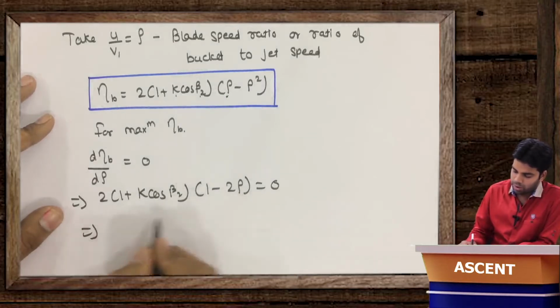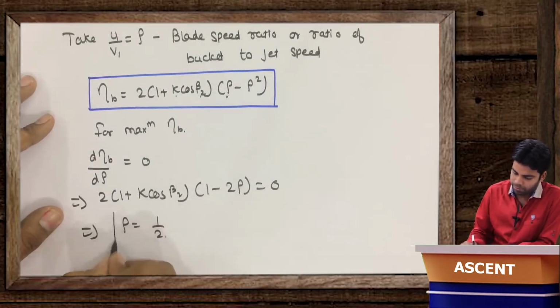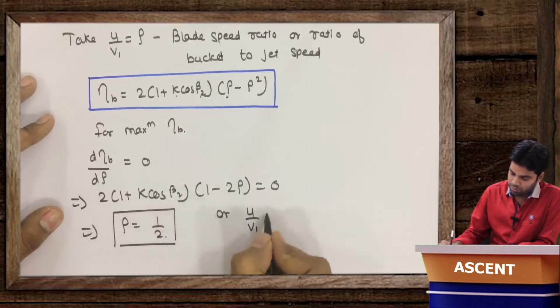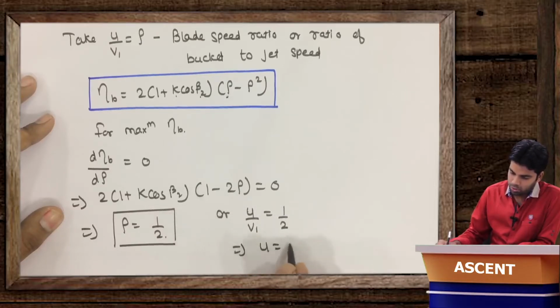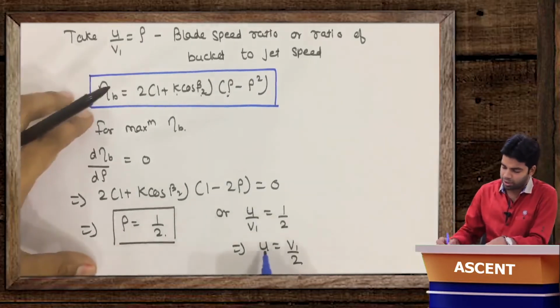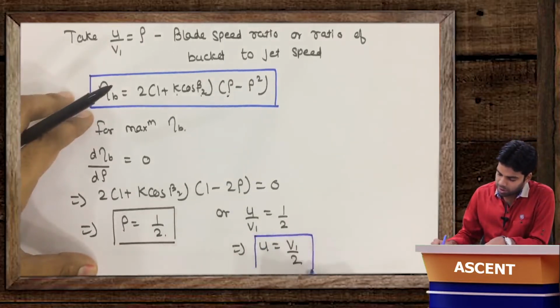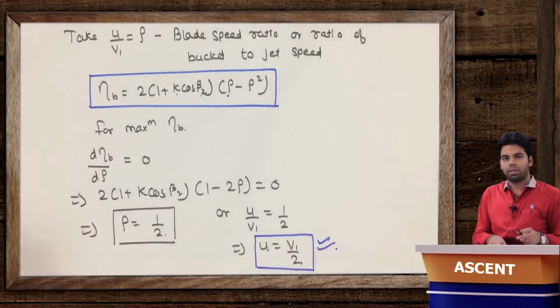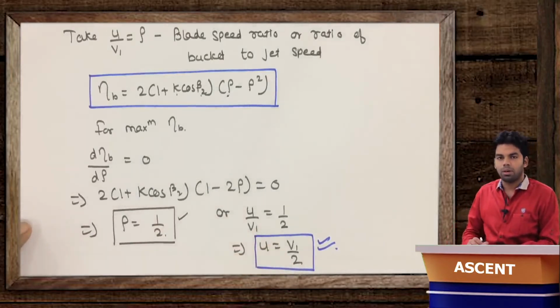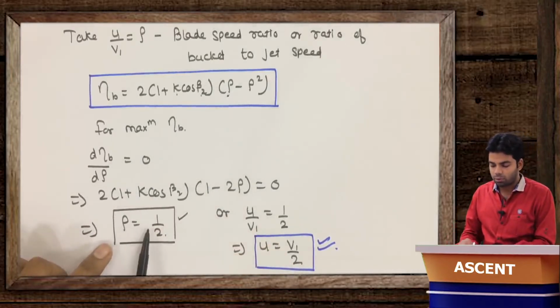Okay, or you can say rho is equal to 1 by 2 from here, or you can say u by V1 is equal to 1 by 2. Okay, or you can say u is equal to V1 by 2. Okay, so this is the condition for maximum blade efficiency. So for maximum blade efficiency, this u should be equal to V1 by 2, very very important thing, or rho should be equal to 1 by 2. Okay, so this is the value of rho for maximum efficiency.